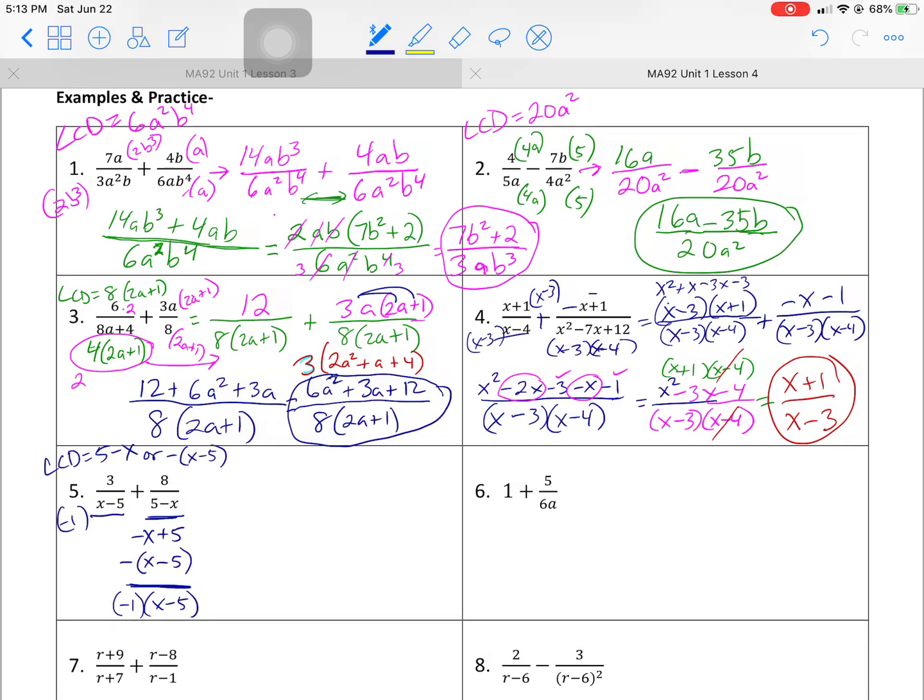Or negative x minus 5. They're equivalent things, okay? So that means I can keep the second equation, and all I have to do is multiply this one by a -1. So this is going to be a -3 over negative x minus 5, and this one's going to be the same. Okay, I just wrote it that way instead, just to check and see if anything's going to come out, or reduced away, or however you want to say that.